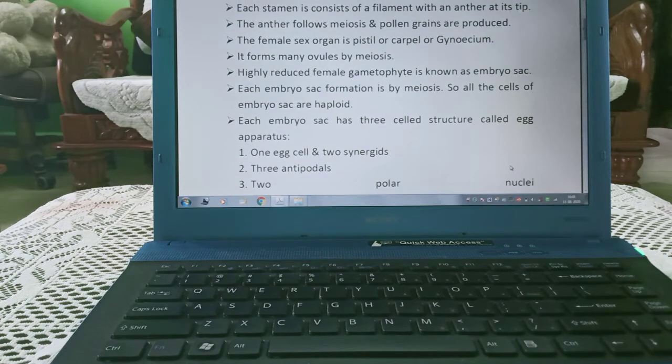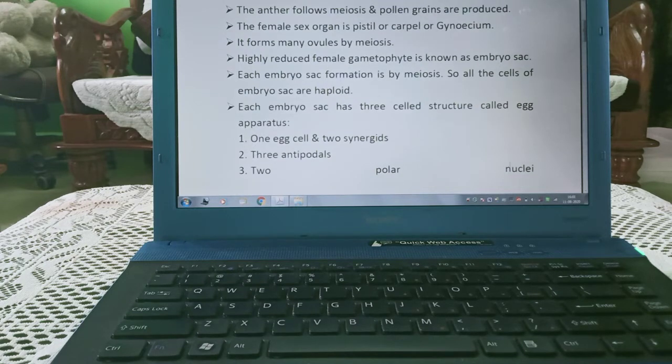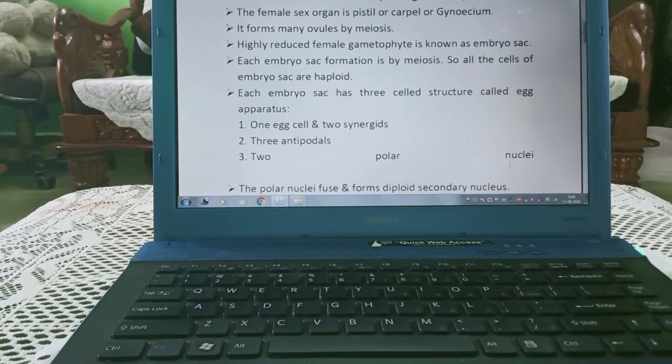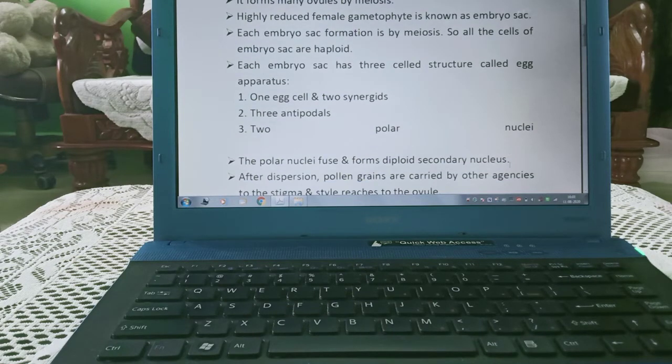The female sex organ is known as carpel or pistil or gynoecium. It forms many ovules by meiosis. A highly reduced female gametophyte is formed, which is known as embryo sac. Each embryo sac is formed by meiosis, so all the cells of the embryo sac are haploid.